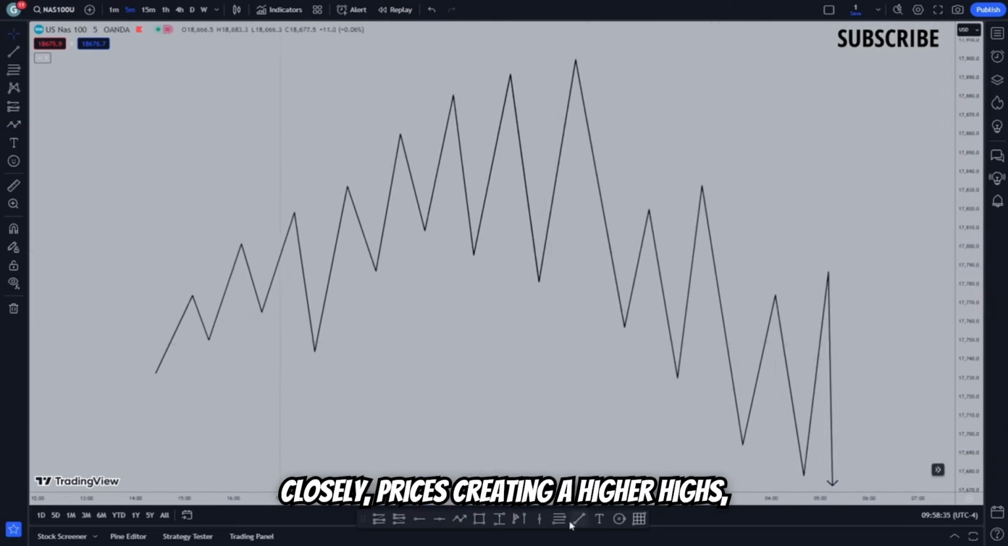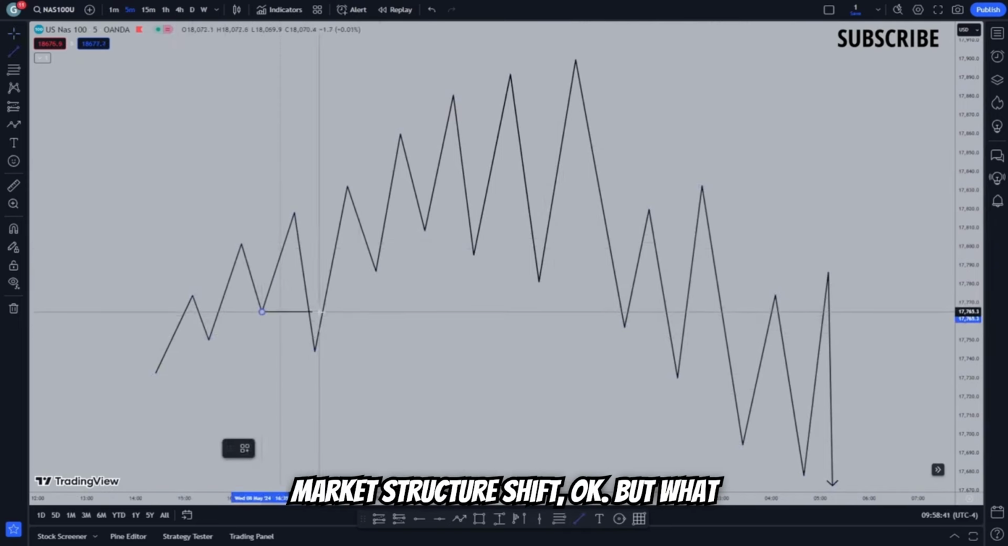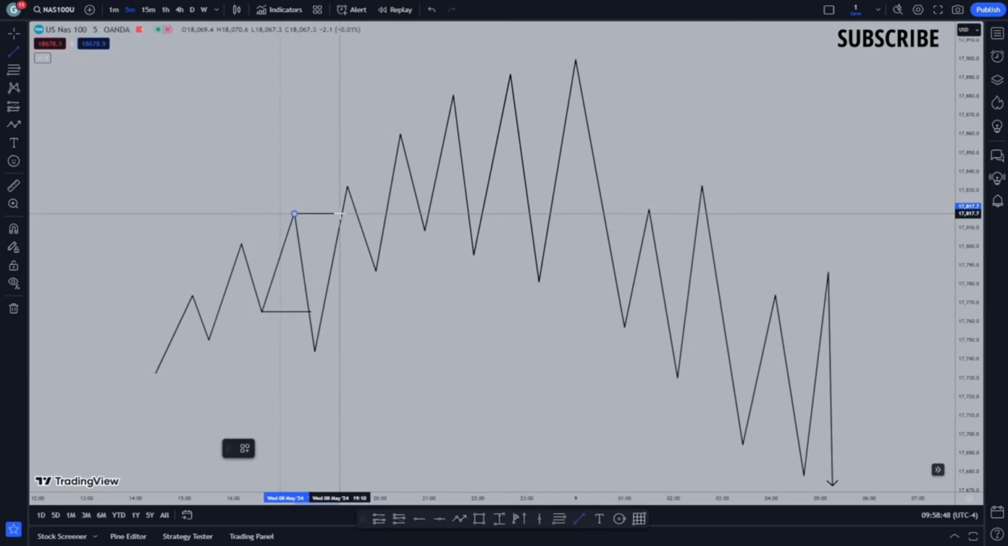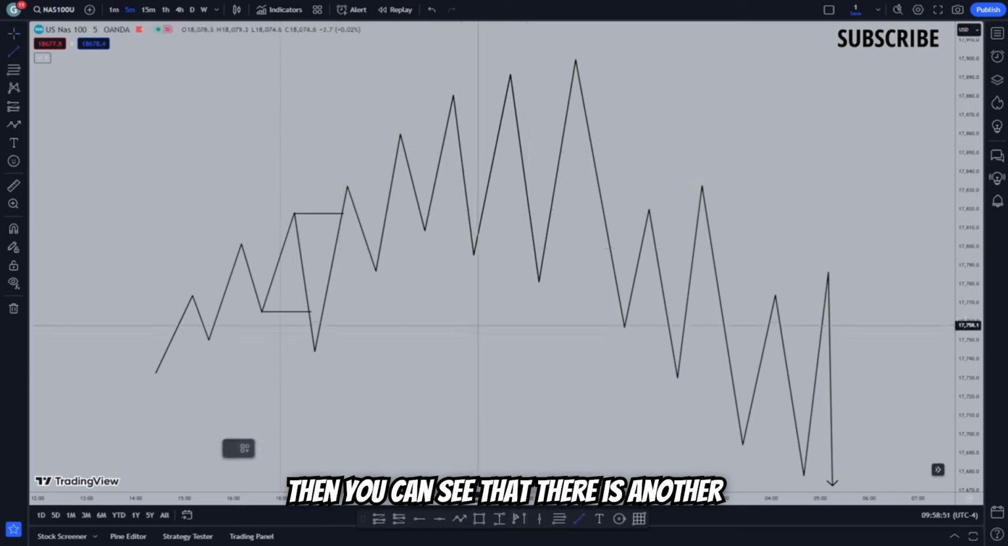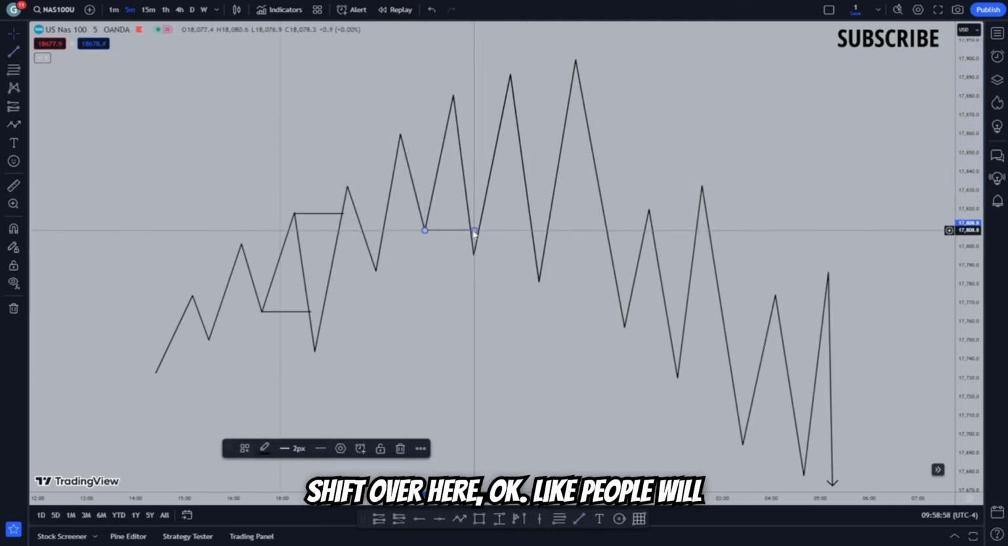So if you look closely, price was creating higher highs, higher lows, higher highs, higher lows, and then all of a sudden there was this market structure shift. Okay, but what happens after that? Market gets another market structure shift over above here. Okay, and then it kept on happening, and you can see that there's another market structure shift over here.